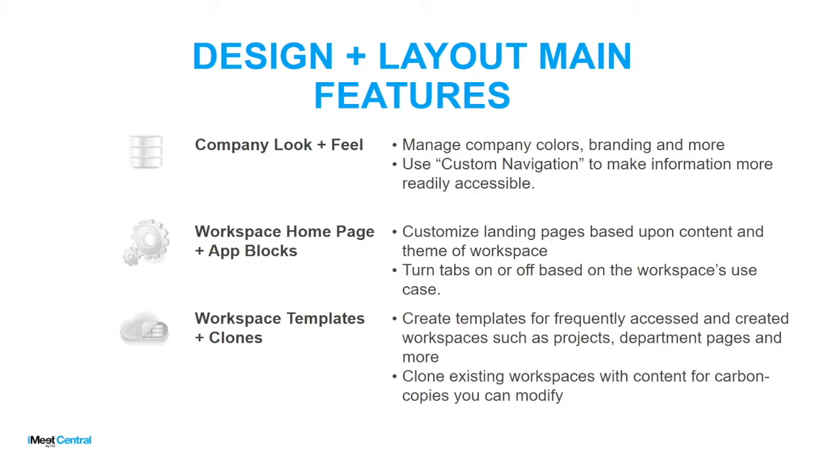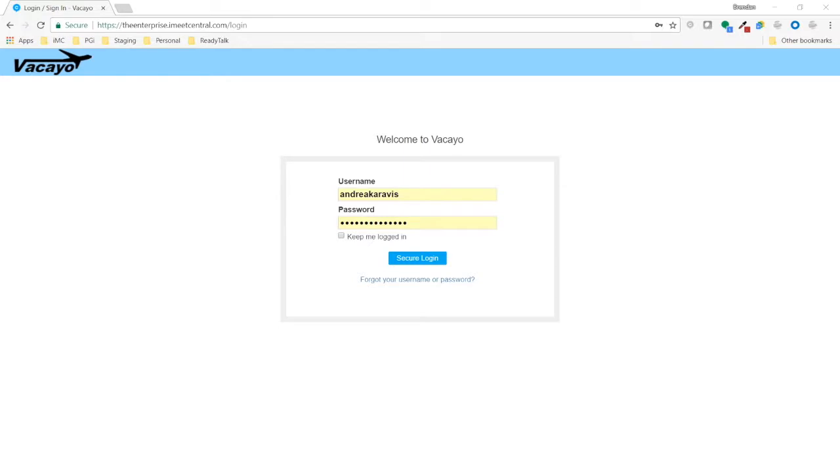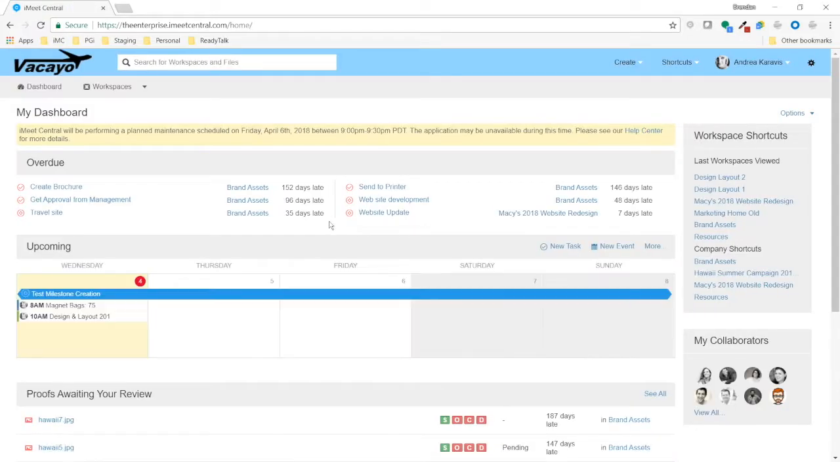So let's actually dive in. I'm going to leave this slide here. We'll come back to it. Let's actually get into the tool and start talking about those three areas. So the three areas, again, are company setup, the ability to modify workspace layouts, and the ability to create templates out of those workspaces. So I'm going to log in to an account here called Vacao. And if you've been in iMeet Central University before, you're probably starting to get familiar with this because this is what I always use.